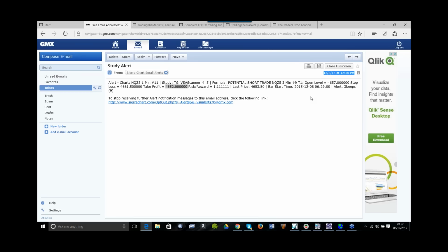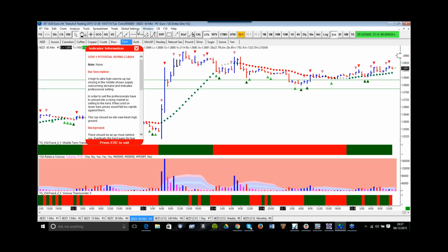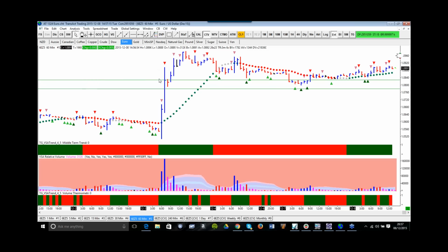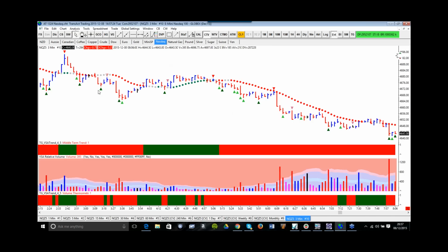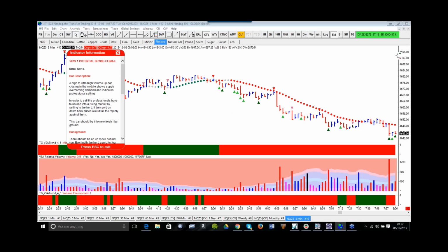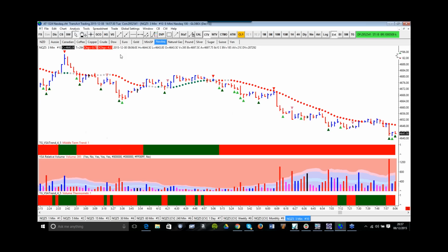In this example, we've got the alert at 12:30. Remember, that's 6:30 Chicago time, for an entry at 4657. Now, we know we've got a buying climax in the background. If we go to the NASDAQ, here we go. We know we've got this in the background: buying climax. Now we come down and look at the time that the alert hit, and it was right in here. Let me just highlight this and make sure you can all see this.